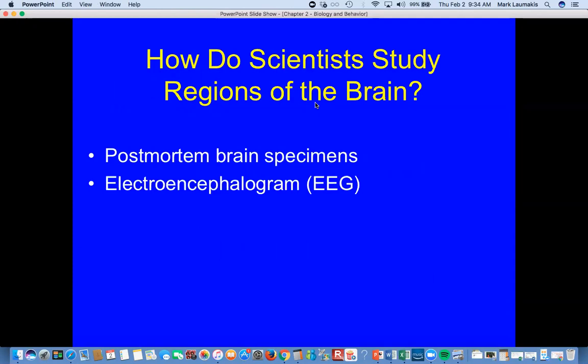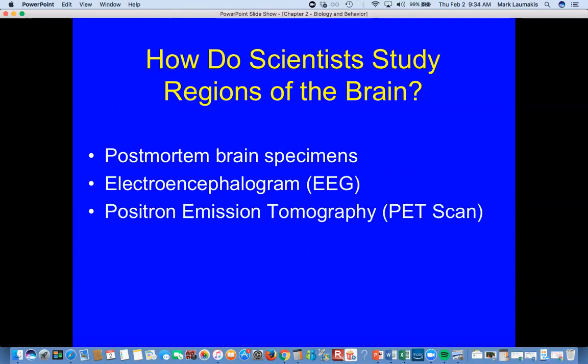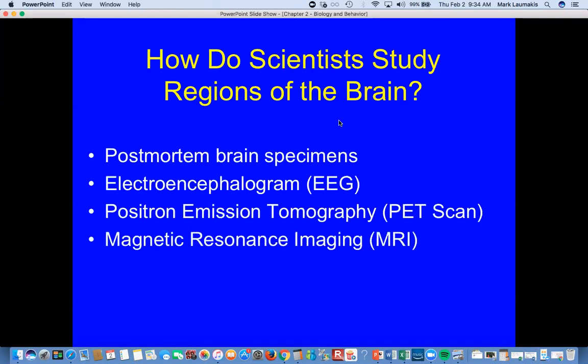Postmortem brain specimens, EEGs or electroencephalograms, PET scans or positron emission tomography, magnetic resonance imaging or MRI, and then finally fMRI, functional magnetic resonance imaging.